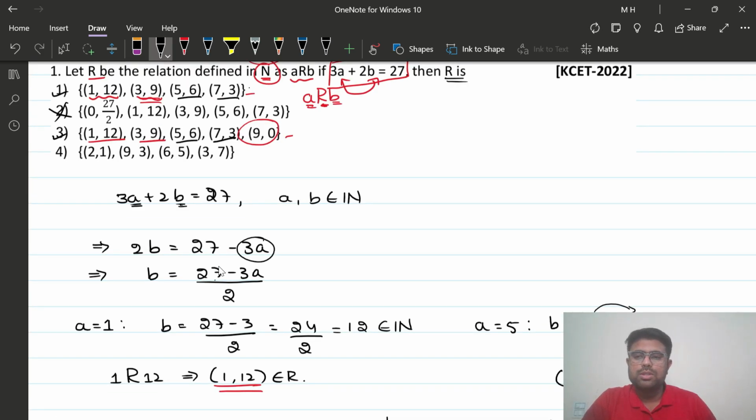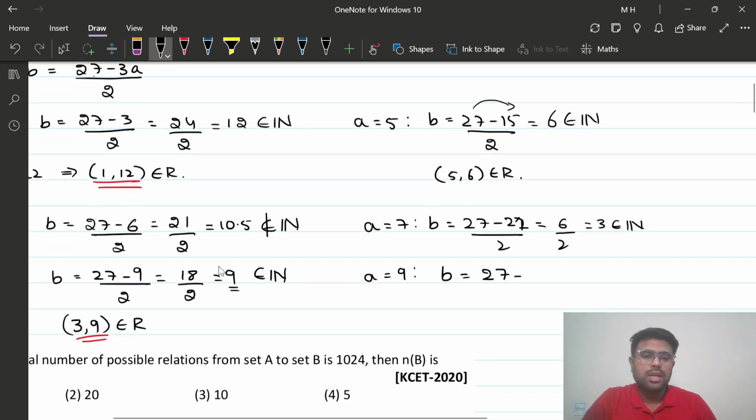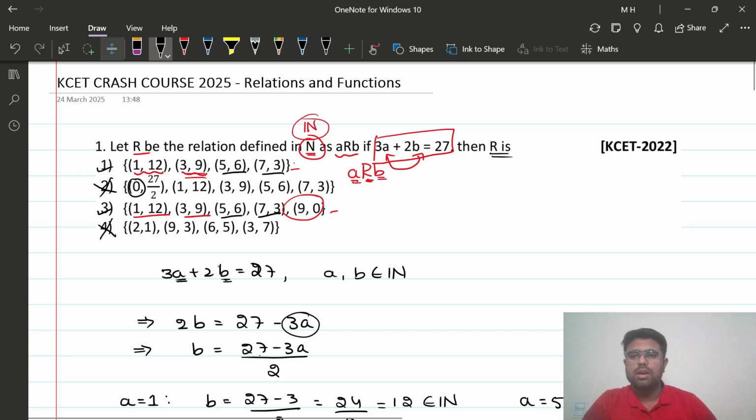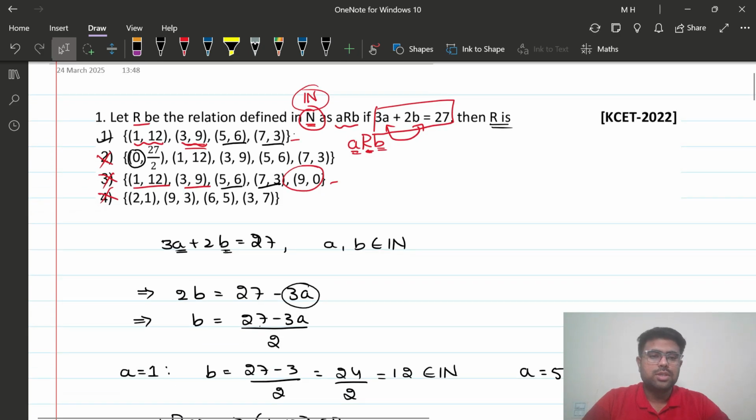(0, 27 by 2) is not there because 0 is not a natural number, and these are also absolutely not there. But now I have to check for a equal to 9. If I put a equal to 9, what is going to happen? b is equal to 27 minus 3 nines are again 27, divided by 2, which is going to be 0, which is not a natural number as per the textbook. So therefore, of course, these three are wrong and option 1 is obviously right. Fine. So this is how we can find out the relation using the rule that is given.